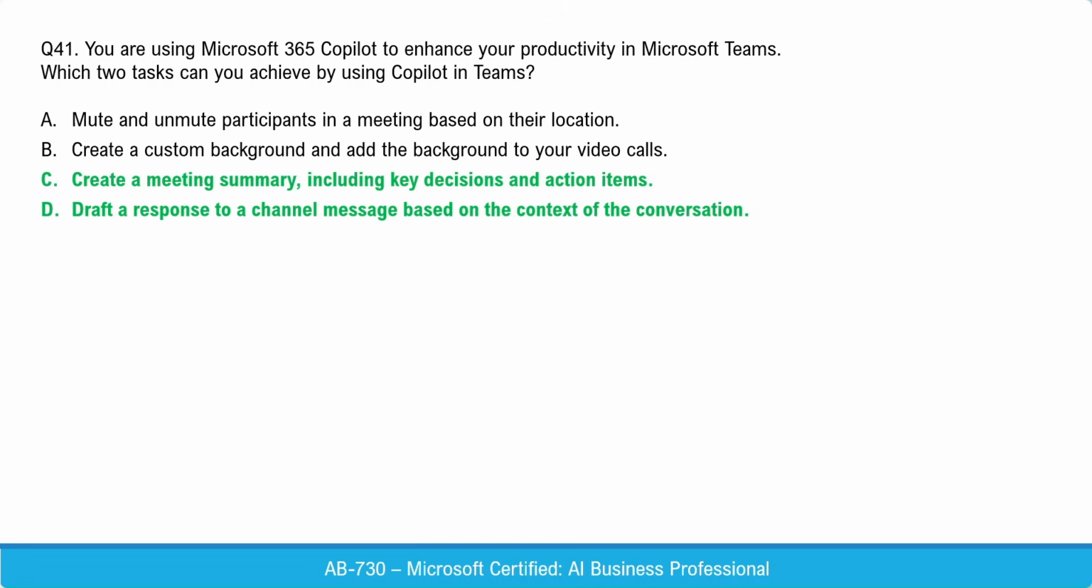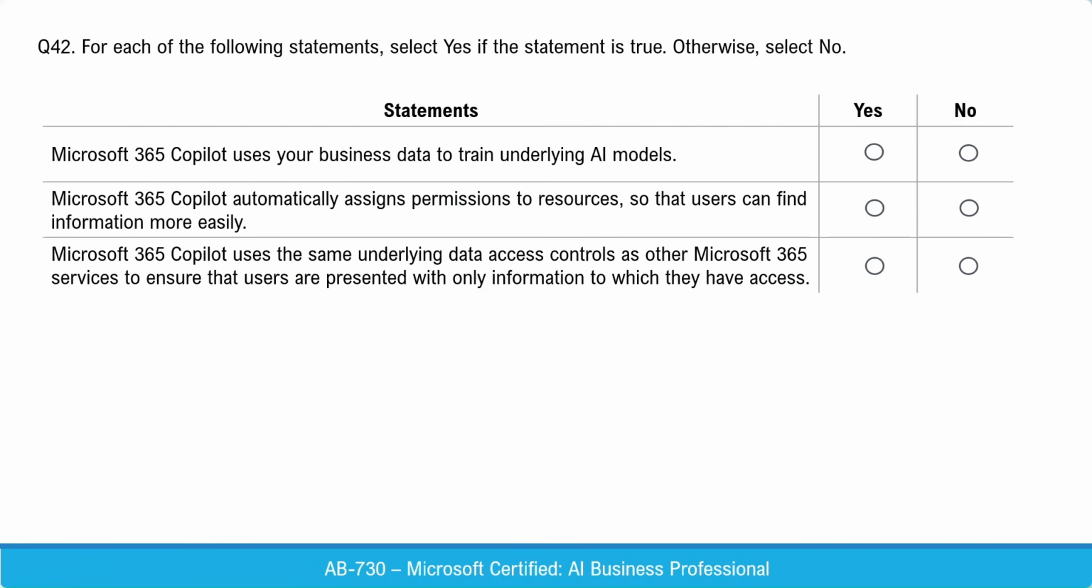Now let's eliminate the other options. Option A talks about muting and unmuting participants based on location. That's not something Copilot does. Option B is about creating custom background for video calls. That's a Teams feature, but not a Copilot capability. The correct answers are options C and D.